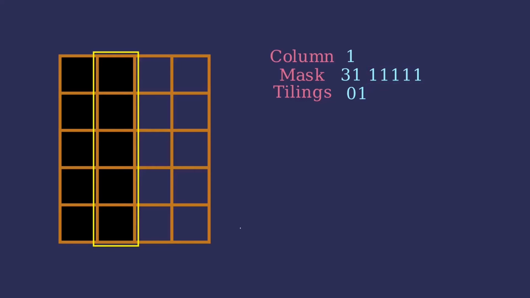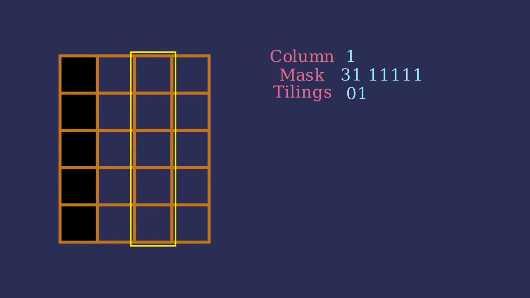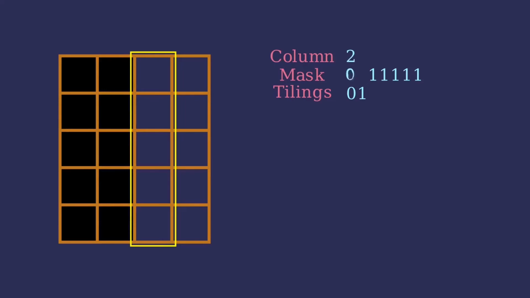This is the last mask for the first column. So now we've processed all the masks for the first column, so we can transition to the following column and consider that the first column is all full. So the first mask is all tiles being empty.